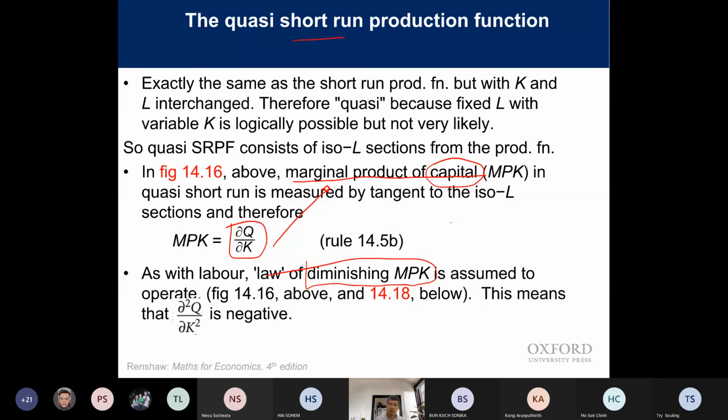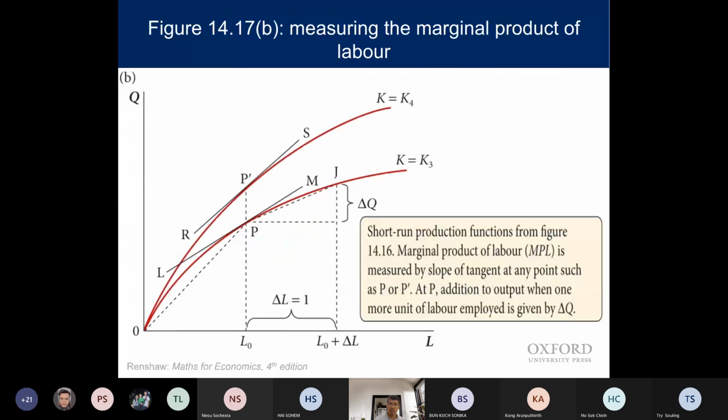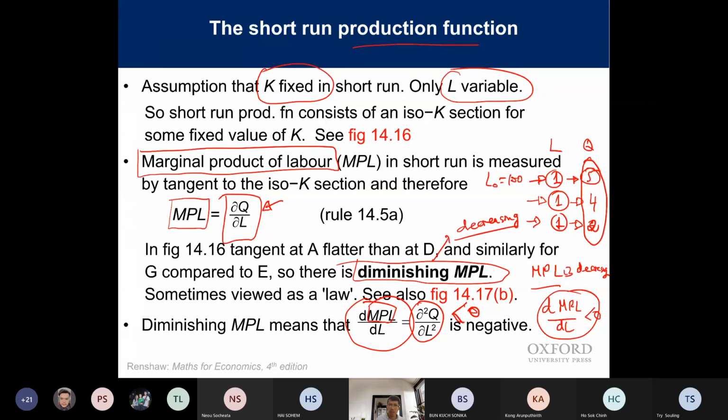The derivative is negative. So look again at this one. Since the marginal product is the derivative of Q with respect to L, if you differentiate this one more time with respect to L, it becomes the second derivative with respect to L. So this must be negative. Okay, I think it is done for today.